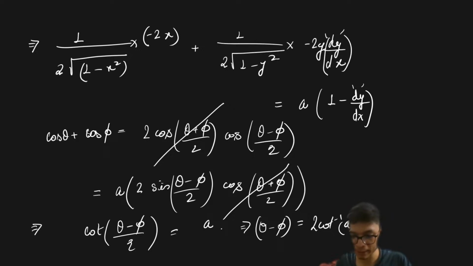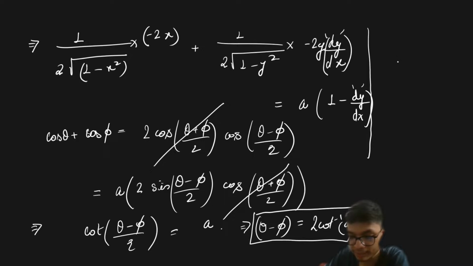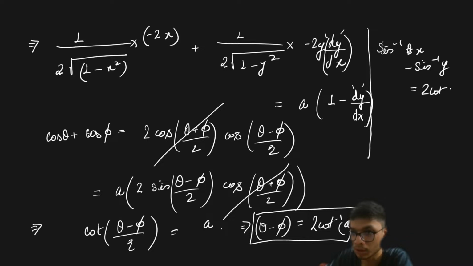Why am I trying to do this? Because I got the relation between theta and phi, which is the argument, right? So if you now proceed back with the given relation, we can see that theta and phi can be written as sine inverse of x minus sine inverse of y, which is equal to 2 times cot inverse of a, right? Now what if I differentiate this particular relation?